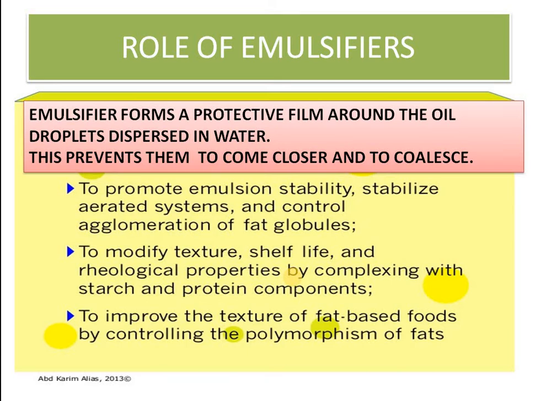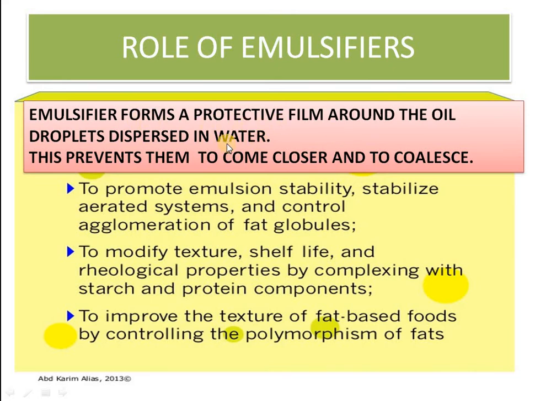It also modifies texture, shelf life and rheological properties by complexing with starch and protein components. Rheological means, for example, the stress-strain relationship we are discussing: after you apply stress, what will be the effect. That is not in our syllabus as such. It improves the texture of fat-based foods by controlling the polymorphism of fats. So these are the roles of the emulsifier. Basic thing: if they ask about the emulsifier's roles, you can write this only.